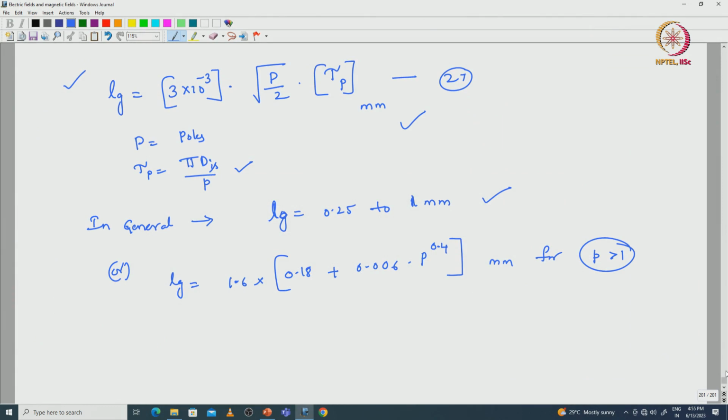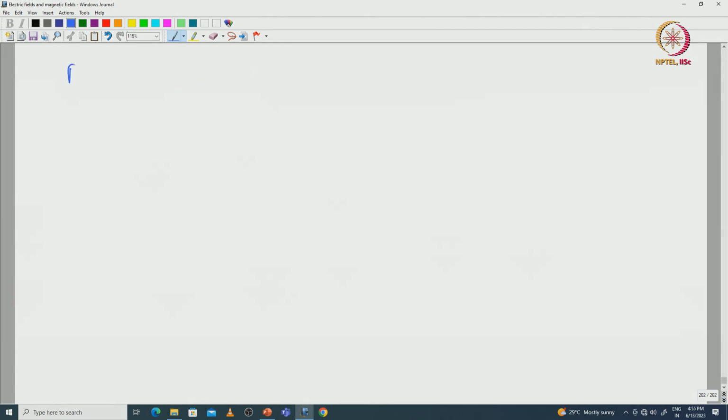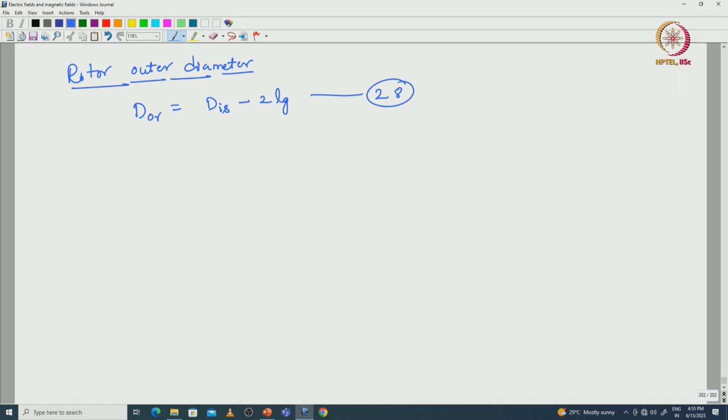After knowing the air gap length, we can find the rotor outer diameter. The rotor outer diameter is equal to the stator inner diameter minus 2 times the length of the air gap. This is equation number 28. From here we can find the outer diameter of the rotor.